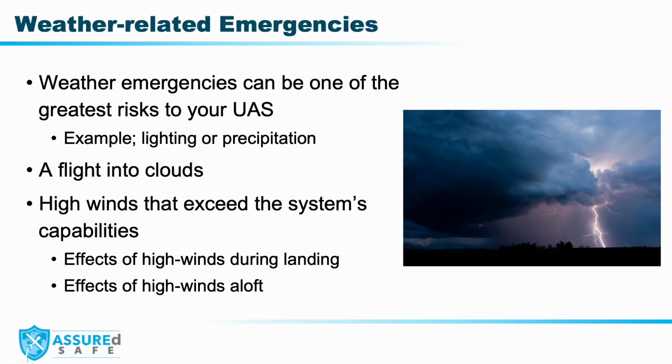Some emergencies are weather-induced and can be one of the greatest risks to you and your drone. Examples include lightning and precipitation. Weather forecasts should be used in the mission planning process. However, even a forecast could change while en route to a flight location, or even during the flight. Weather emergencies include thunderstorms, rain, and of course, winds exceeding capabilities. Your emergency planning needs to include confidence in weather forecasts and staying situationally aware.